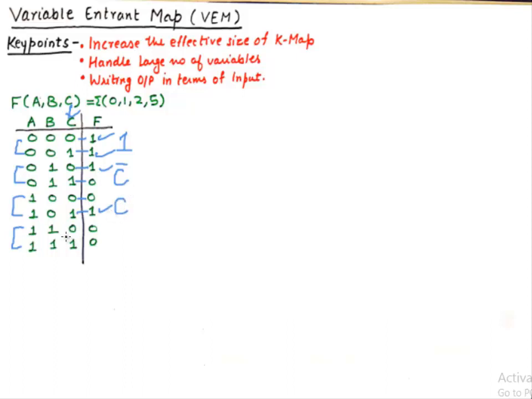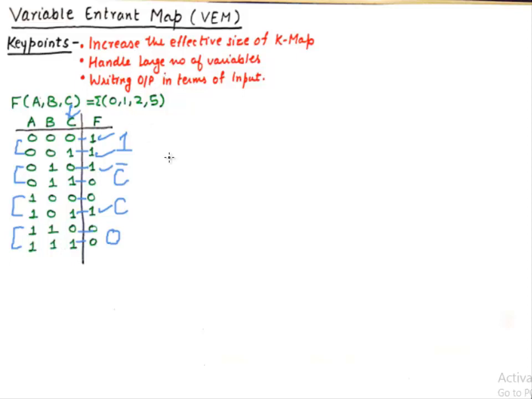And in the fourth case, when C is 0, the output is 0. When C is 1, the output is 0. So the output is not dependent upon C at all. It is keeping itself 0 in all the cases. So we'll say that the output is 0 for 1, 1 AB. It does not depend upon C at all.